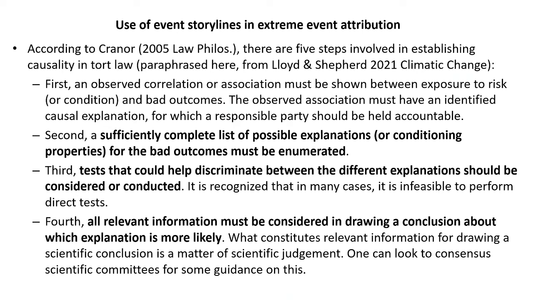These are the 5 steps of causality in tort law. The first is just a link between the exposure to risk and the bad outcomes, which has a causal explanation, which is pretty straightforward normally. Second, though, I highlight you need a complete set of plausible explanations or conditioning properties for the bad outcomes. You should look at tests that could discriminate between the different explanations, and you should draw on all relevant information, including scientific committees and things like, for example, the IPCC. So it's all there.